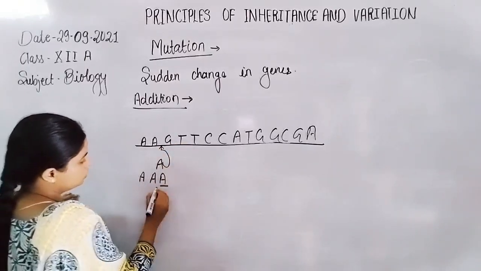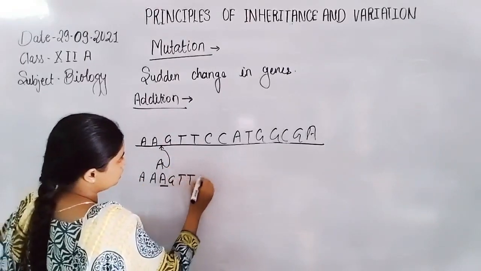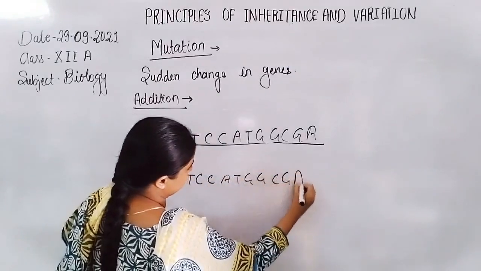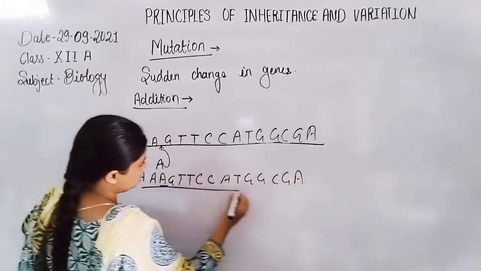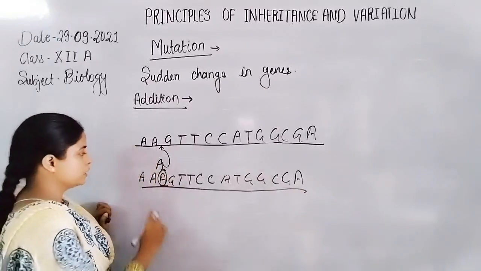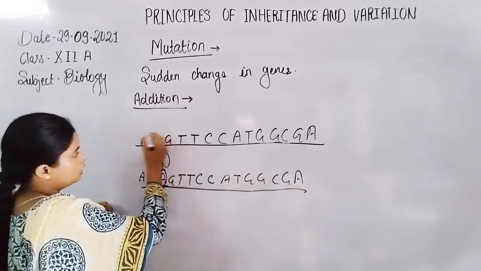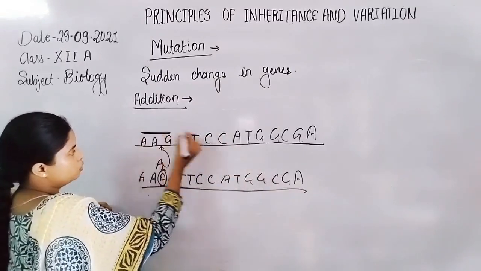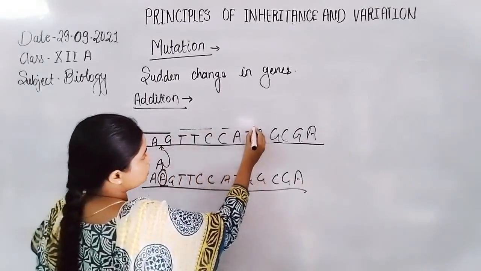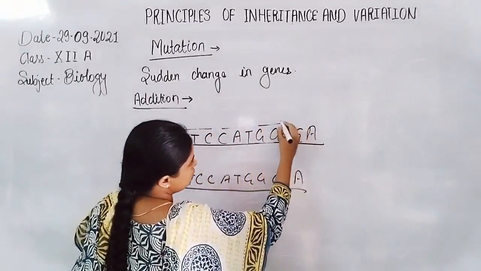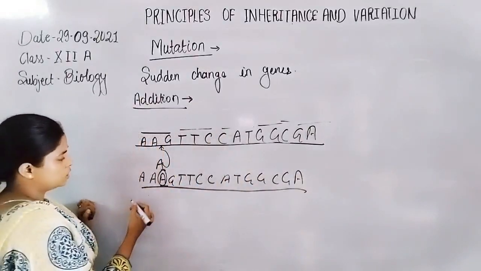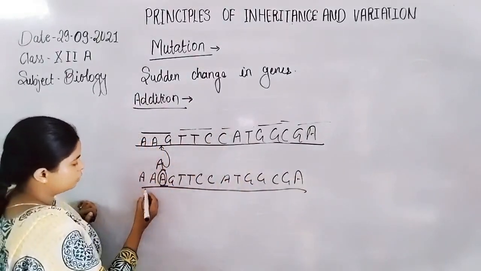So if only adenosine gets added in the genetic sequence, the sequence will be A, G, T, T, C, C, A, T, G, G, C, G, A. This is the genetic sequence, and here is the A which is extra added. Now the genetic code is read in the form of triplet codons: AAG, TTC, CAT, GGC and GA, plus another nucleotide, for example.